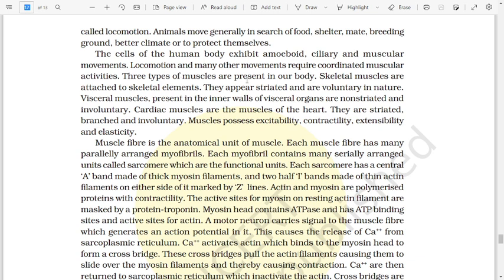Three types of muscles are present in our body. The skeletal muscles are attached to skeletal elements. They appear striated and are voluntary in nature. Visceral muscles, present in the inner wall of the visceral organs, are non-striated and involuntary. Cardiac muscles are the muscles of the heart. They are striated, branched, and involuntary. Muscles possess excitability, contractility, extensibility, and elasticity.